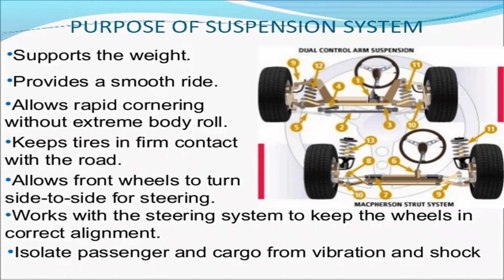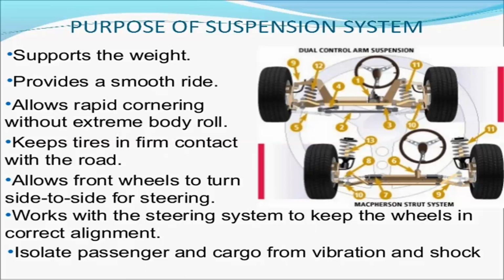In rapid cornering, that means the turnings we take on the roads, different types of loads are acting on the axles and wheels of the automobile vehicles. So for a smooth ride at turnings, the suspension system plays a very good role on the automobile vehicles and keeps tires in firm contact with the road. Compulsorily, we can check one main thing: the wheels must be in correct contact with the roads.